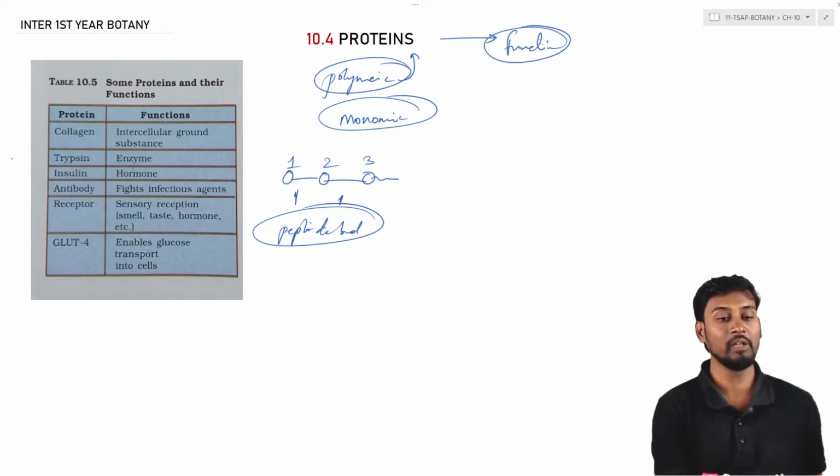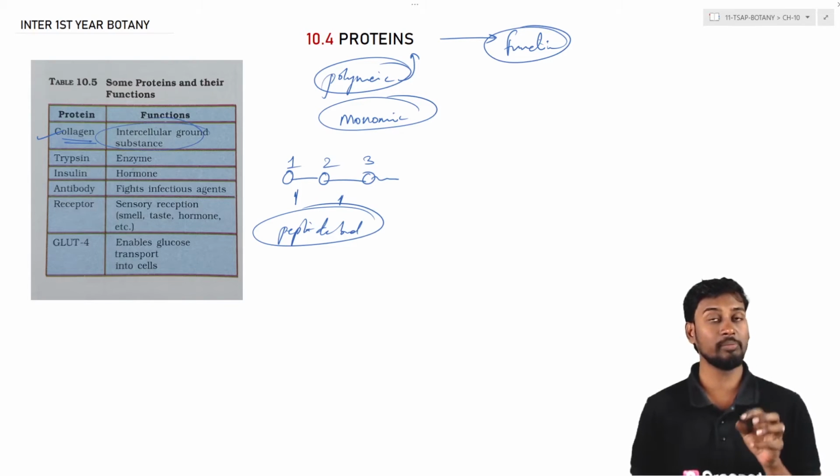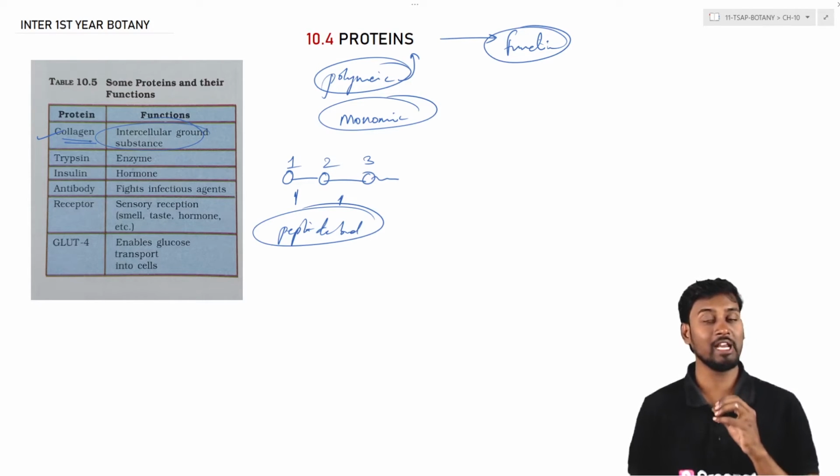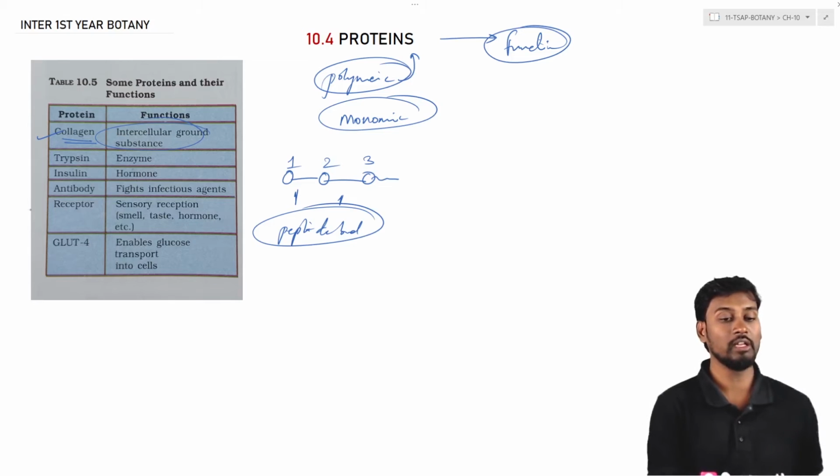So for example, the first one is collagen, which is a protein molecule generally present in the extracellular space between the cells, called the ground substance. The collagen provides mechanical strength and support, and it makes up the matrix, playing a major role as a structural and mechanical protein. The next one is trypsin.